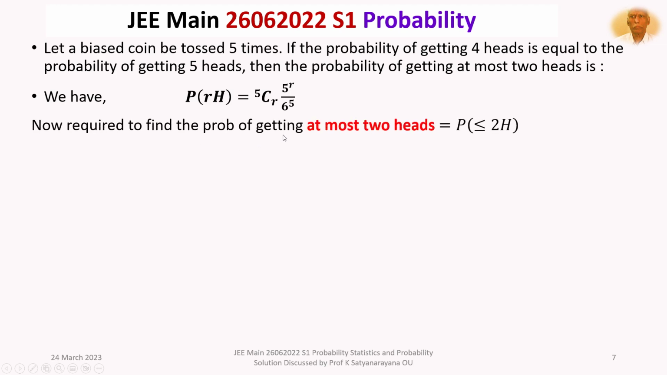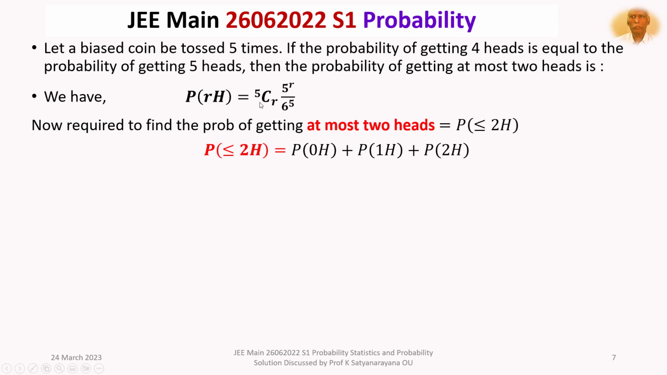We are required to find the probability of getting at most 2 heads, that is, the probability of less than or equal to 2 heads. What are the possibilities? The probability of getting no heads, that is 0 heads, all tails, plus the probability of getting 1 head, plus the probability of getting 2 heads. That will be the probability of getting at most 2 heads.